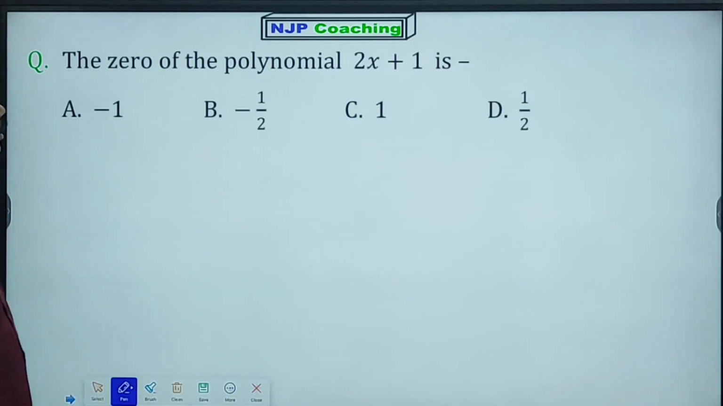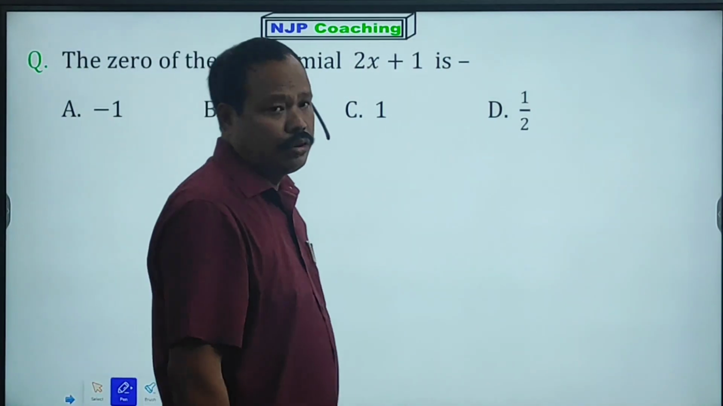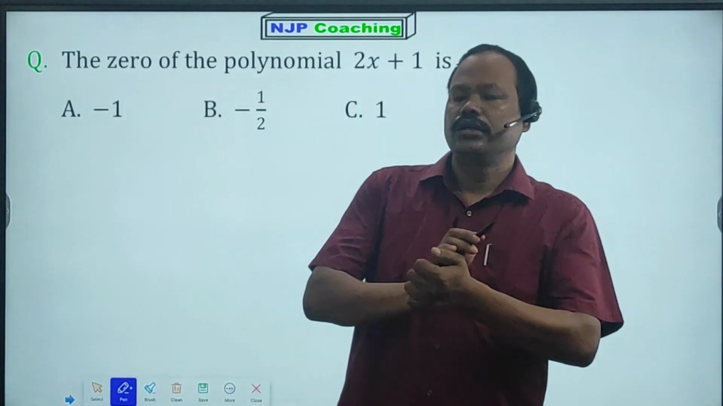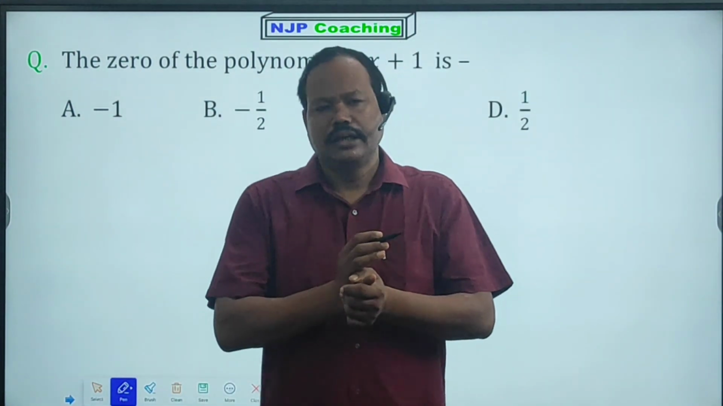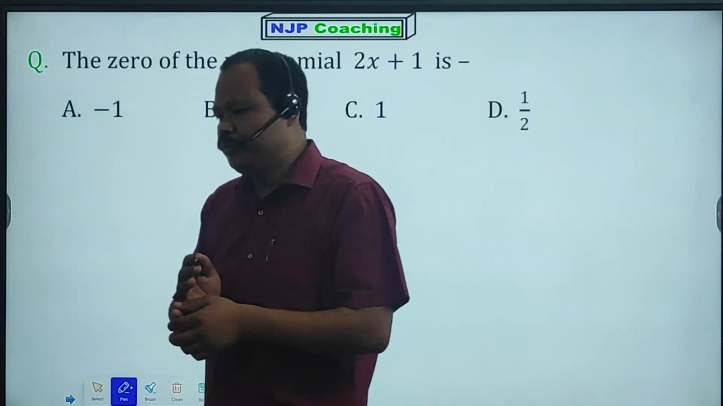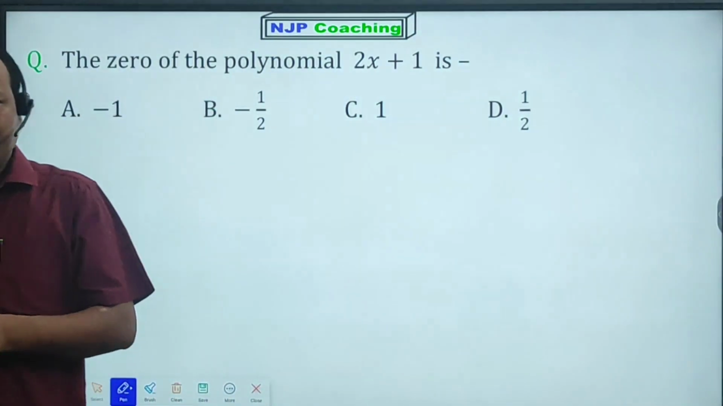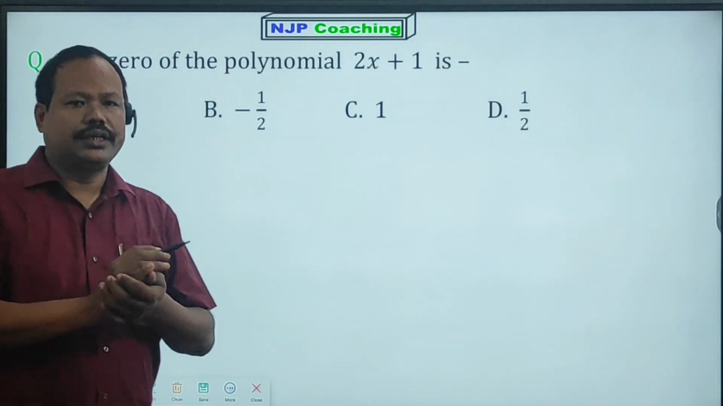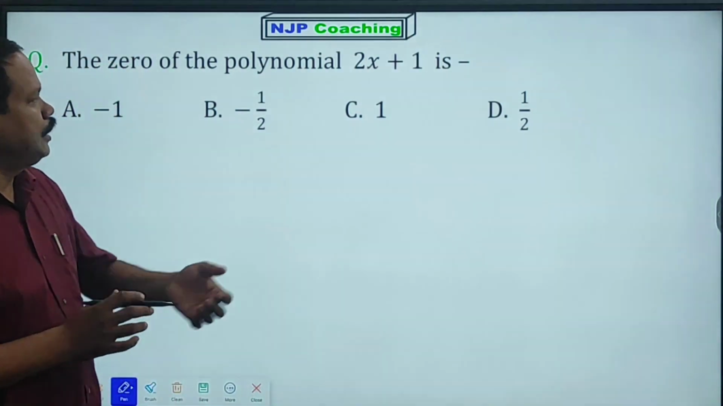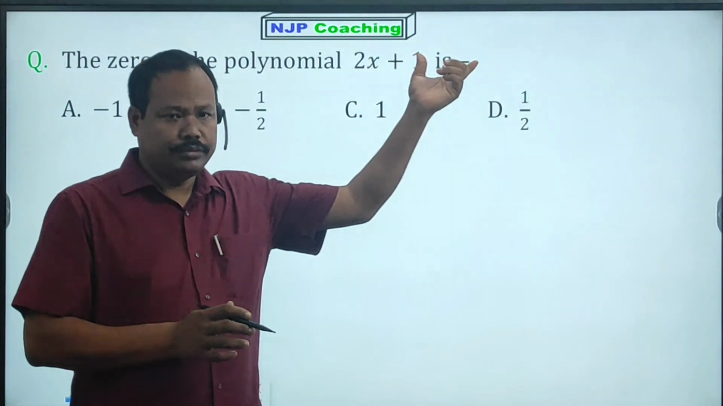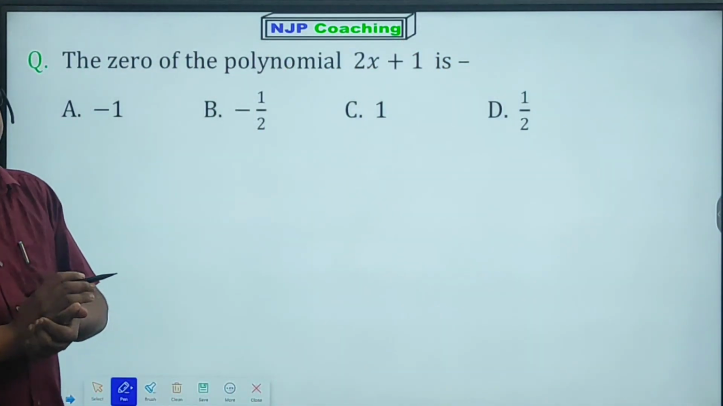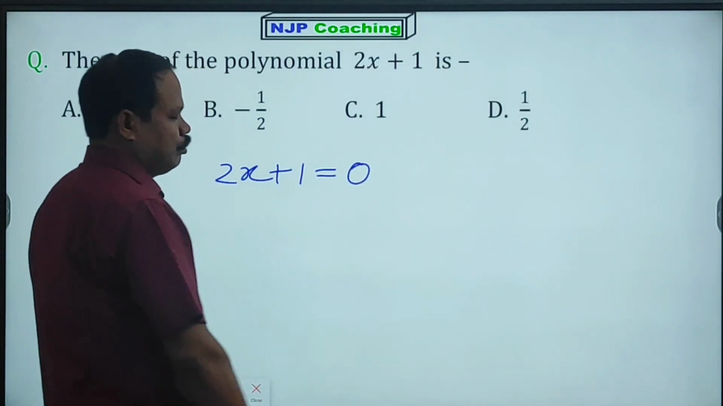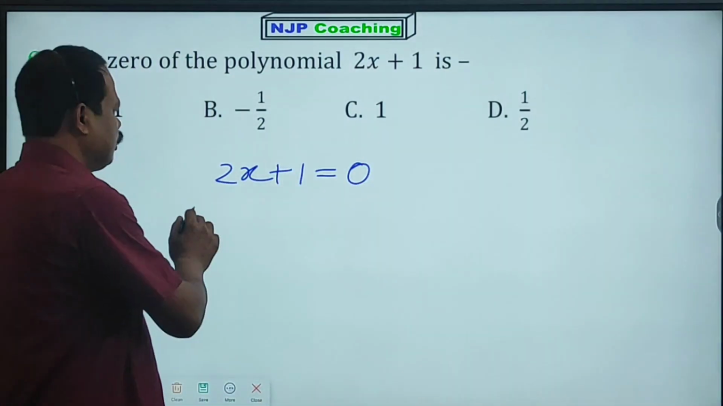Next question. What is the 0 of this polynomial? 2x plus 1. We have to know what is 0 of a polynomial. The real value of the variable of a polynomial when the polynomial becomes 0. So this polynomial will become 0 when x equals what? This polynomial will become 0 for what value of x?